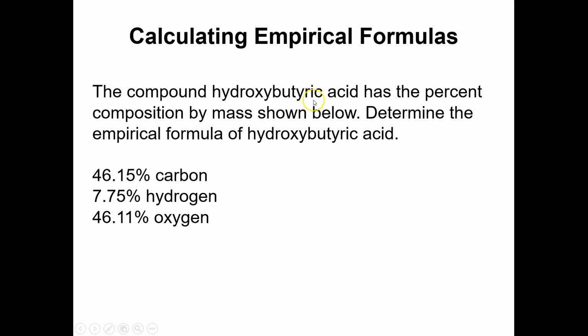So hydroxybutyric acid, there's another organic molecule. I'm always going to come in with organic molecules if I can, because that's my thing. But it has the mass percentages that I've listed here. Determine the empirical formula of hydroxybutyric acid. So it's 46.15% carbon, 7.75% hydrogen, 46.11% oxygen. No nitrogen or any other elements in this compound. Just carbon, hydrogen, and oxygen, a real good old-fashioned organic molecule.